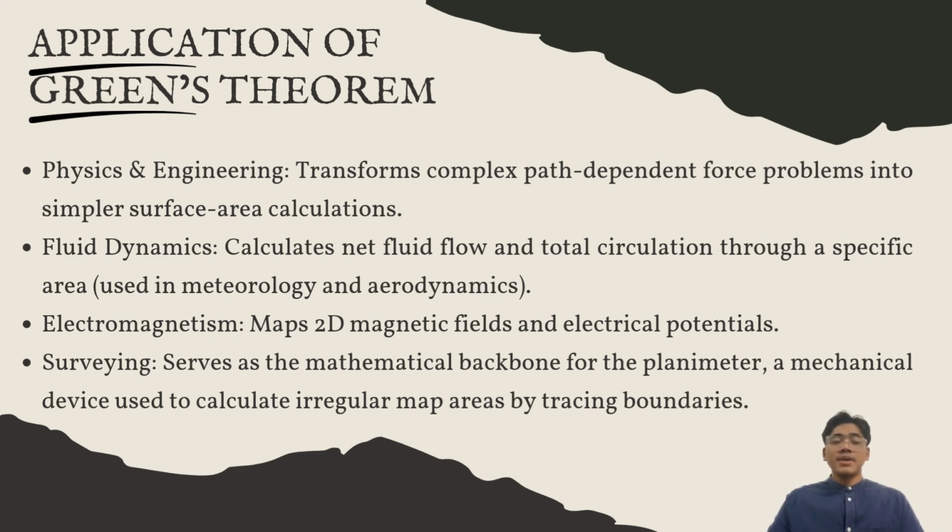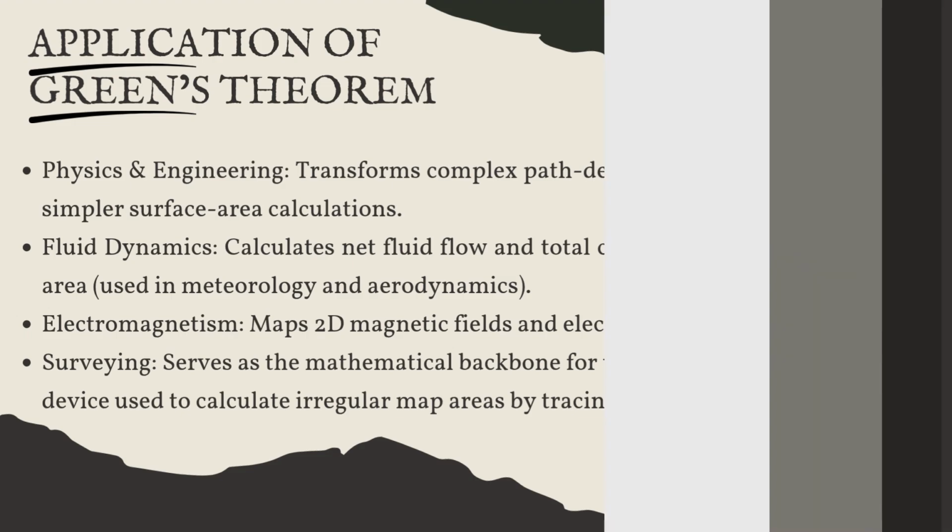Finally, a famous mechanical application is found in geography through a device called the planimeter. The planimeter calculates the area of irregular shapes on a map simply by tracing their boundaries. The device physically computes the line integral around the perimeter, which, thanks to Green's theorem, accurately yields the enclosed area. This shows how a vector calculus identity directly solves practical engineering problems.